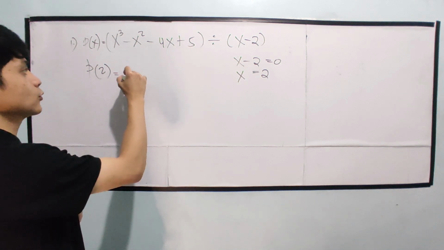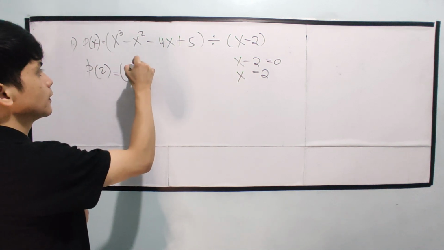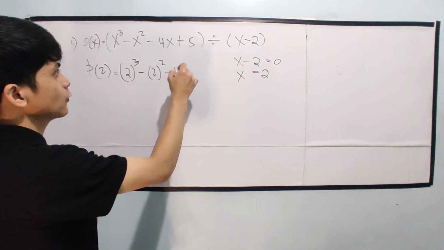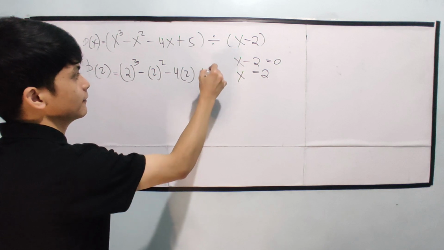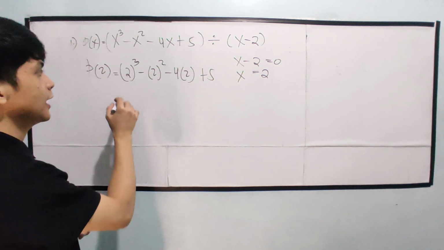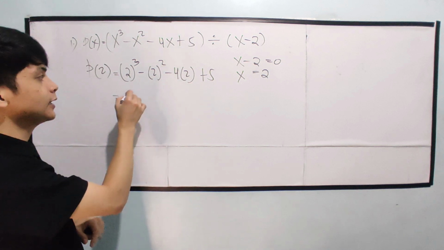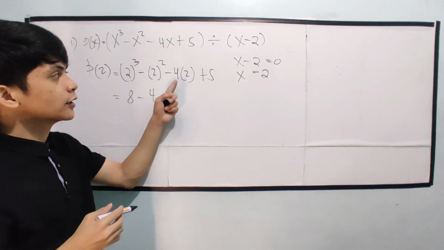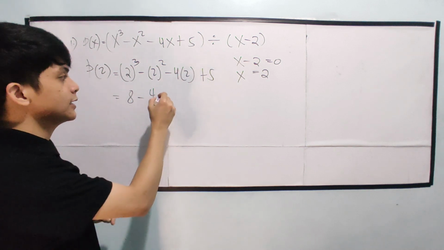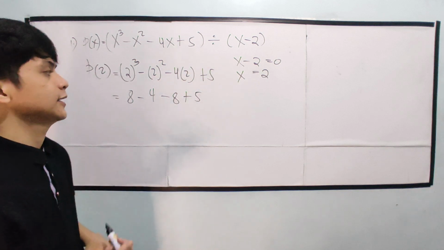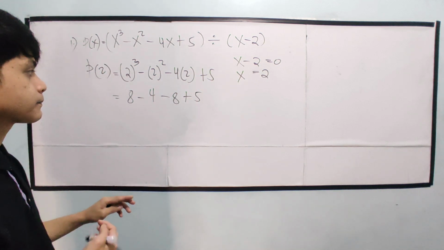So, magiging 2 cubed minus 2 squared minus 4 times 2 plus 5. Okay? Yung mga x, pinalitan lang natin ng 2. And then, 2 cubed, that is 8. 2 squared, that's 4. 4 times 2, that is 8. Plus 5. Okay. Then, evaluate pa natin.